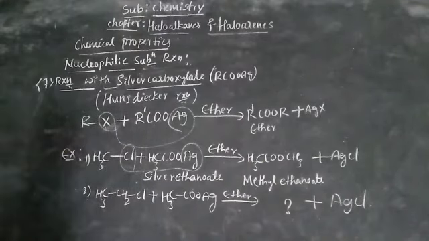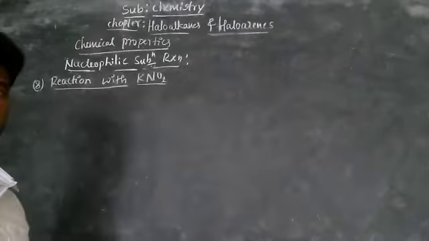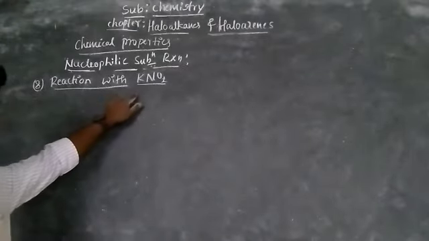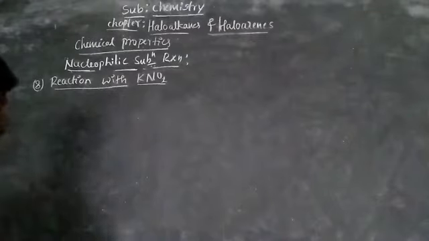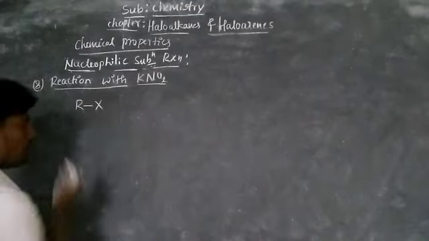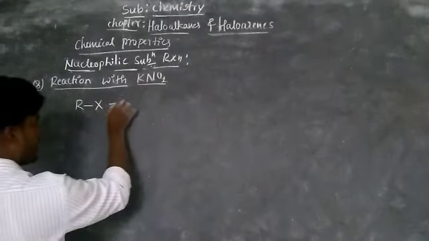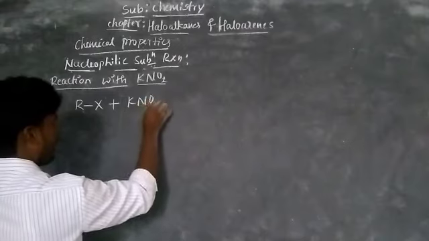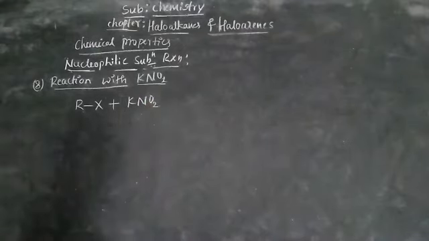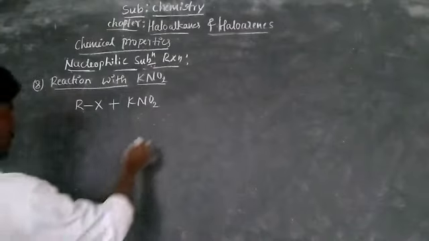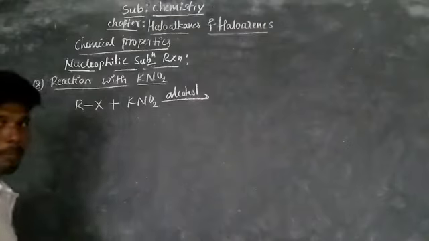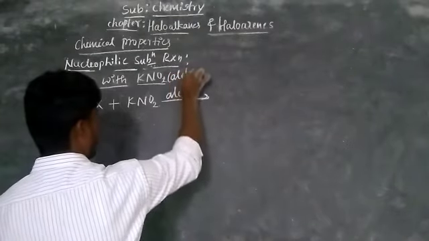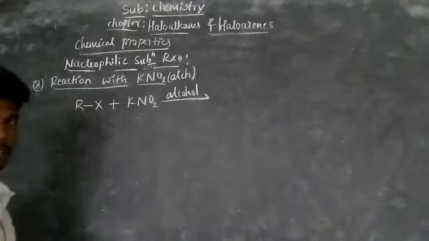Then the next chemical property is the reaction with potassium nitrite, KNO2. Here the alkyl halide, general reaction RX, is treated with potassium nitrite in the presence of alcohol, that is alcoholic potassium nitrite. So you get an alkyl nitrite compound.